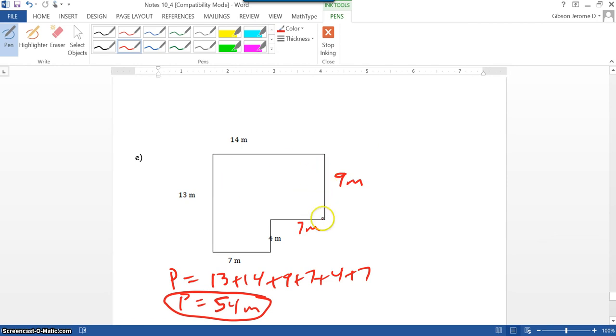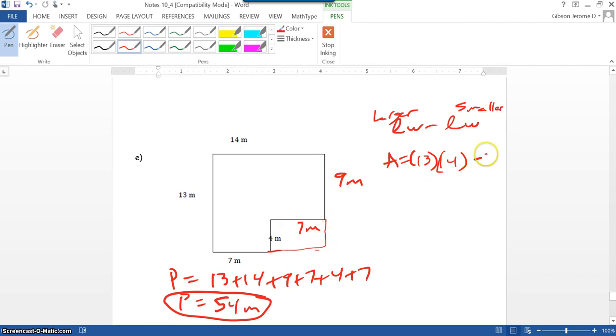Now we want to do the area. Now remember, we would do the whole rectangle minus the small missing rectangle. So we know we will have length times width minus length times width. And we know this is the larger and this is the smaller. So the area is equal to length times width of the larger, which is 13 times 14, minus the smaller. Here, this is 4 and 7. So we know it'll be 4 times 7.